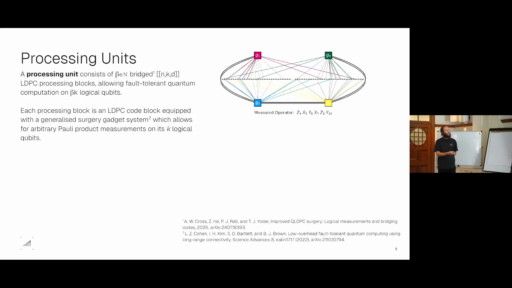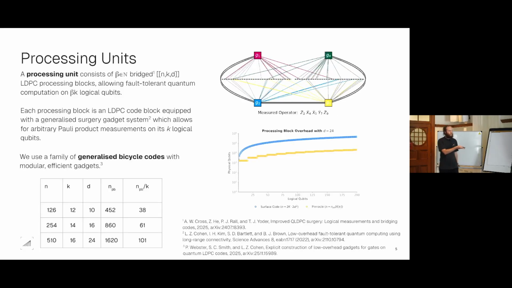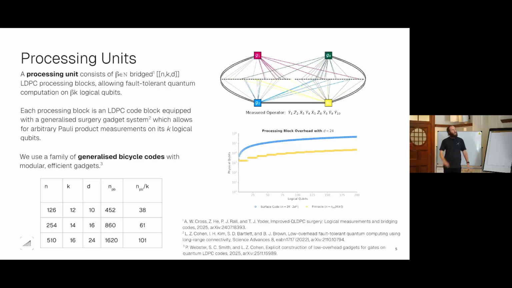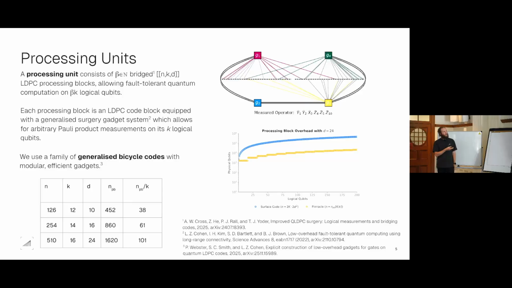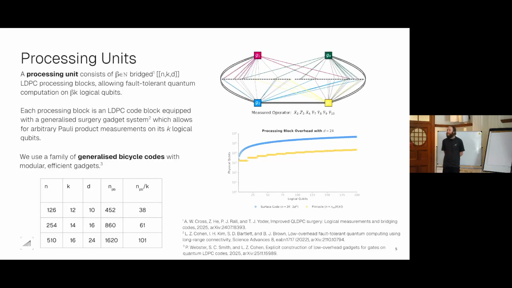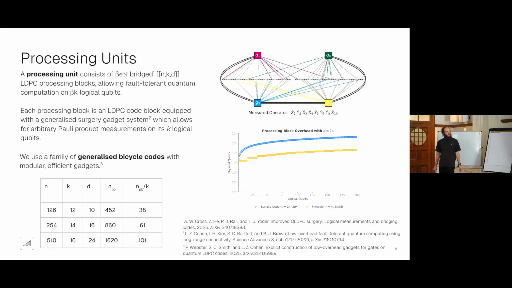More precisely, the gadget system that we're using in particular is from this third reference here that we released last year from Iceberg. So in particular, the code blocks that we're using are a family of generalized bicycle codes that have these properties. The idea is it's a family of generalized bicycle codes that we can instantiate across a range of different code distances.